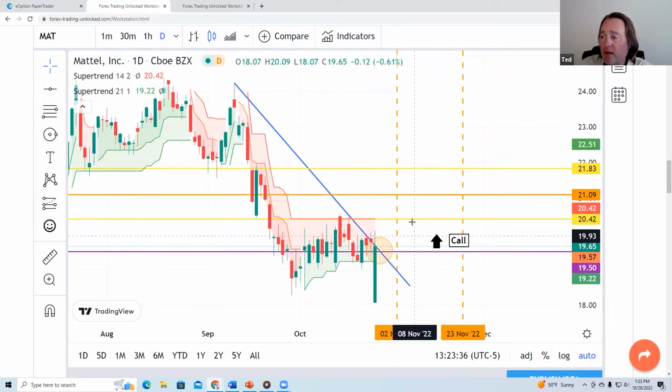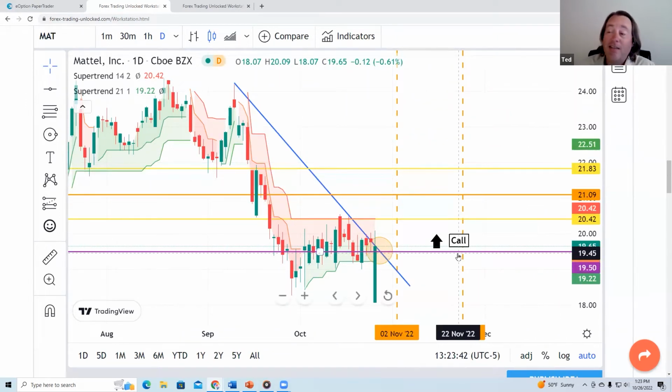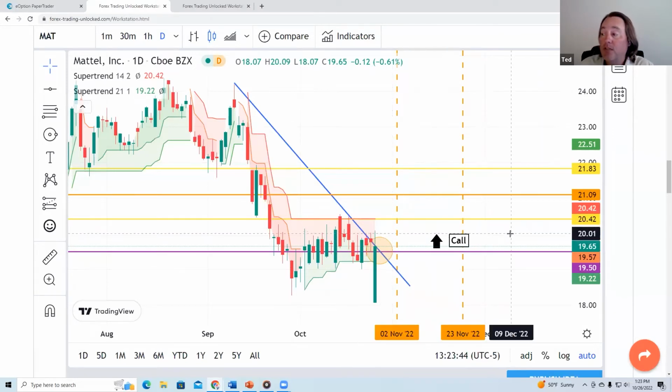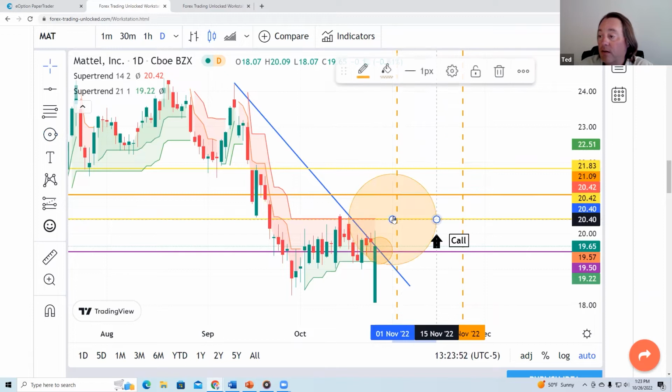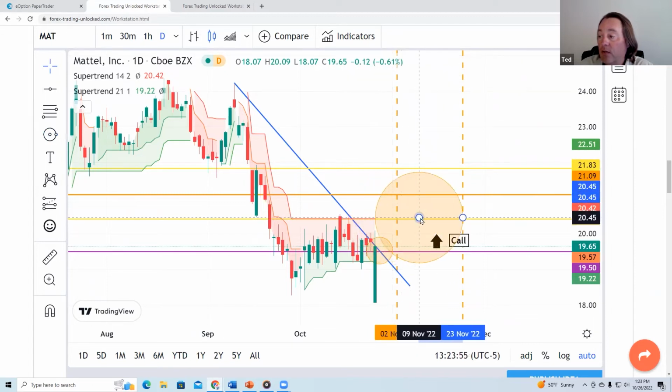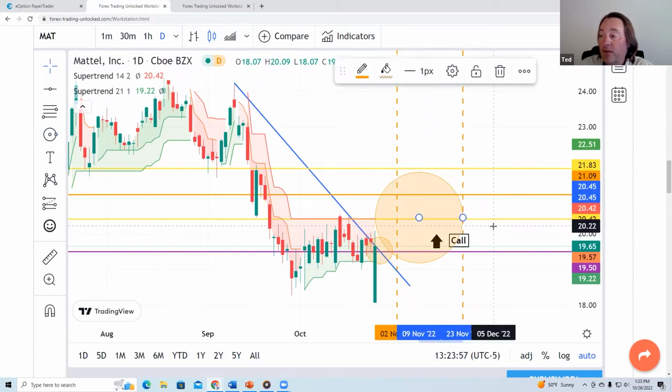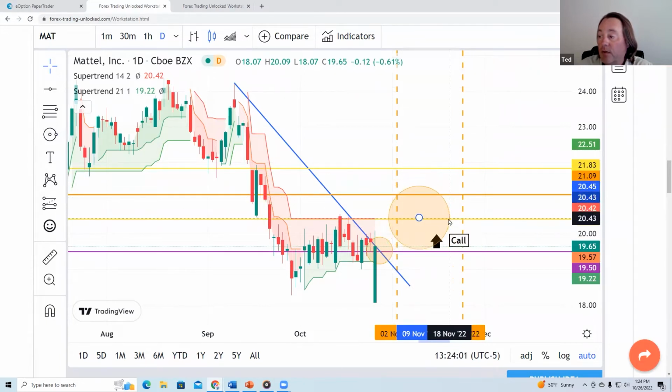All right, so we have this area here, this area here, and this area here. So we had bought the 1950 call. So let's say that it actually goes to just the minimal right here of 2042. All right, and let's say that it's sometime between here. We know that at expiration, it's over. Okay, so let's make this a little bit smaller.